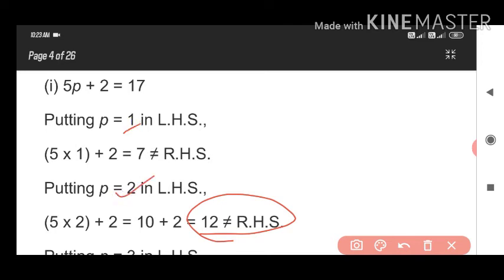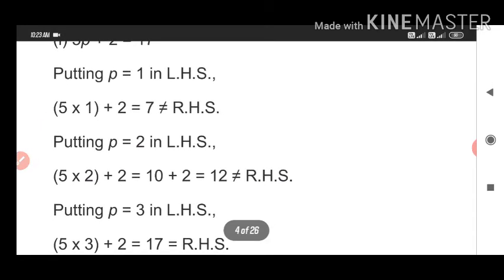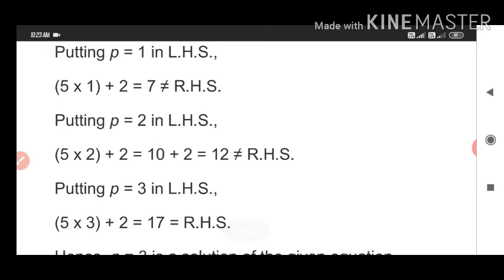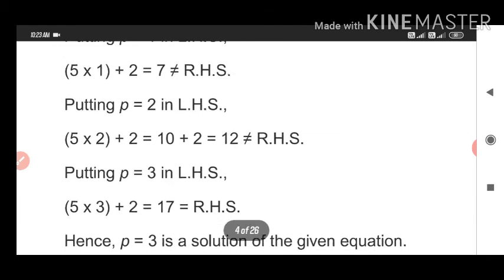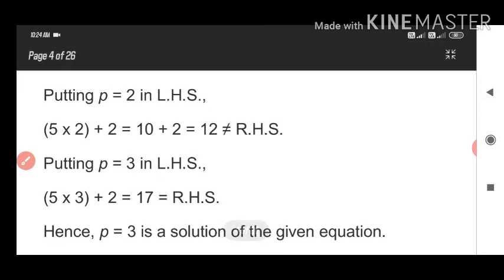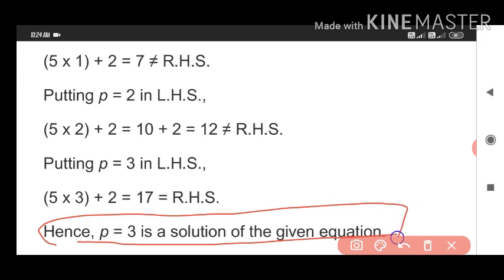Now p equal to 3. When you take p equal to 3 and put this value in LHS, 5 into 3 plus 2. 5 into 3 is 15. 15 plus 2 is equal to 17. Now 17 is equal to RHS. That means for the value 3, when we put p equal to 3, we got the solution, isn't it? So hence p equal to 3 is a solution of the given equation.